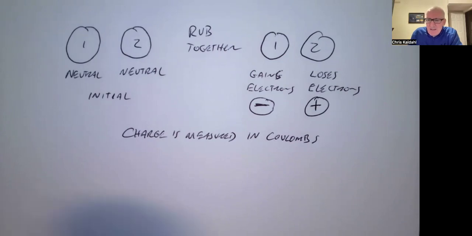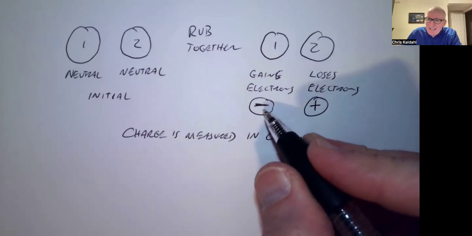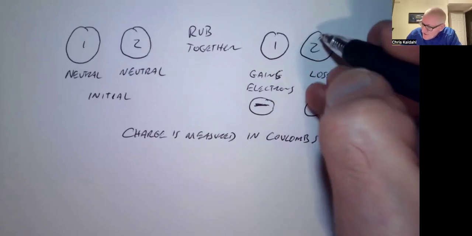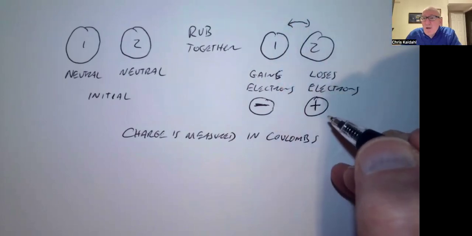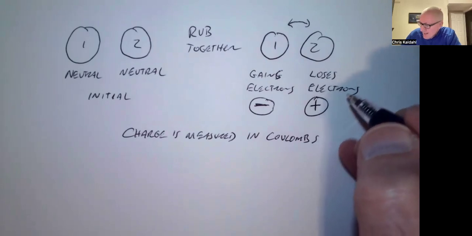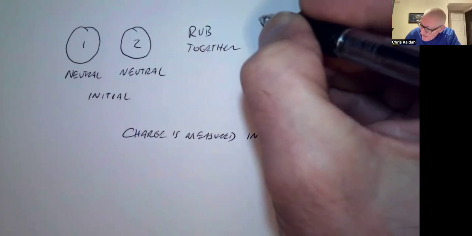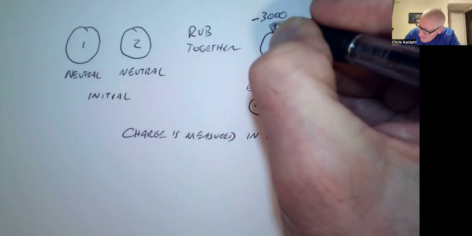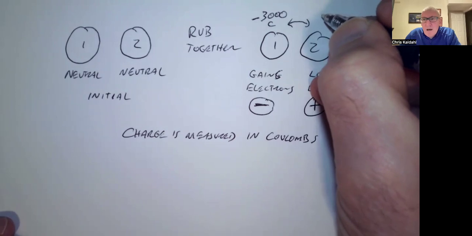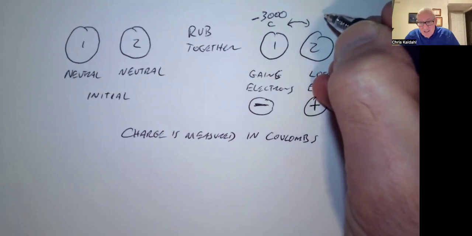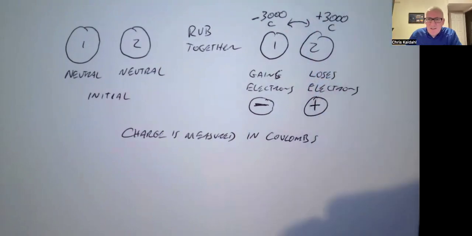So let's just say that if this one is gaining electrons, let's say that there's an exchange of charge of, we'll say 3,000 coulombs, okay? So if this one gains electrons to the tune of 3,000 coulombs, then its charge would be negative 3,000 C. C is the symbol for coulombs, right? And this one would be losing 3,000 electrons, right? So it's going to end up being a positive 3,000 C.